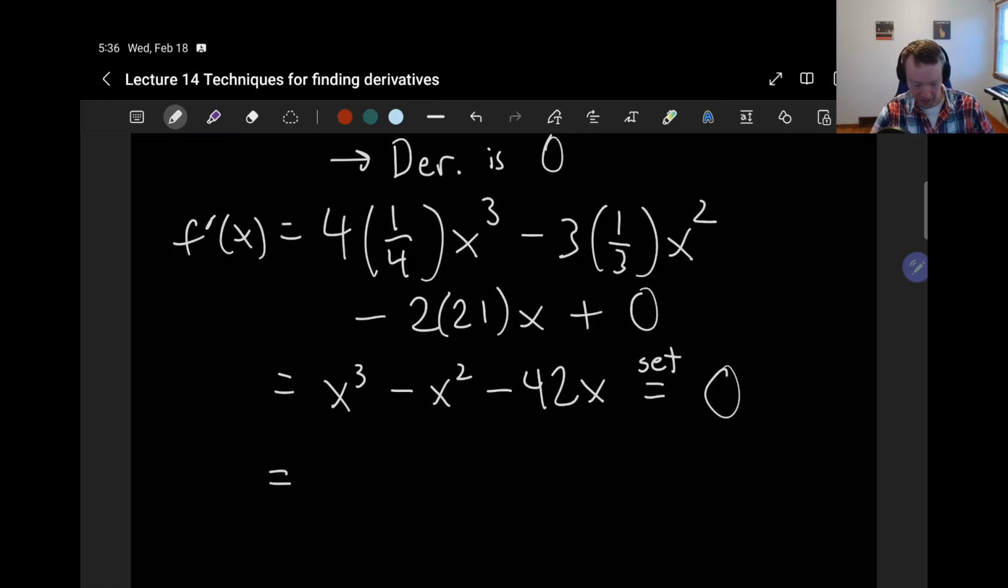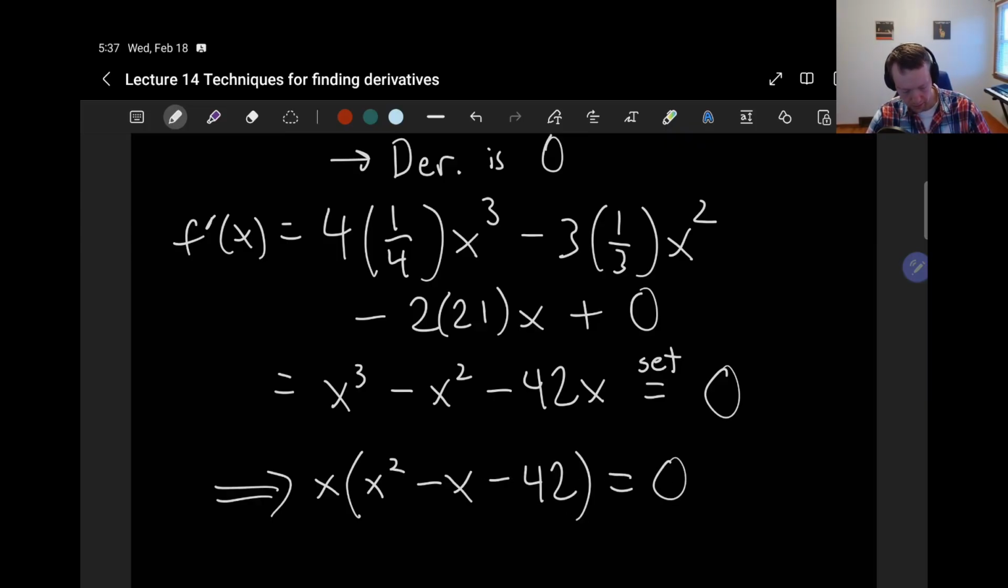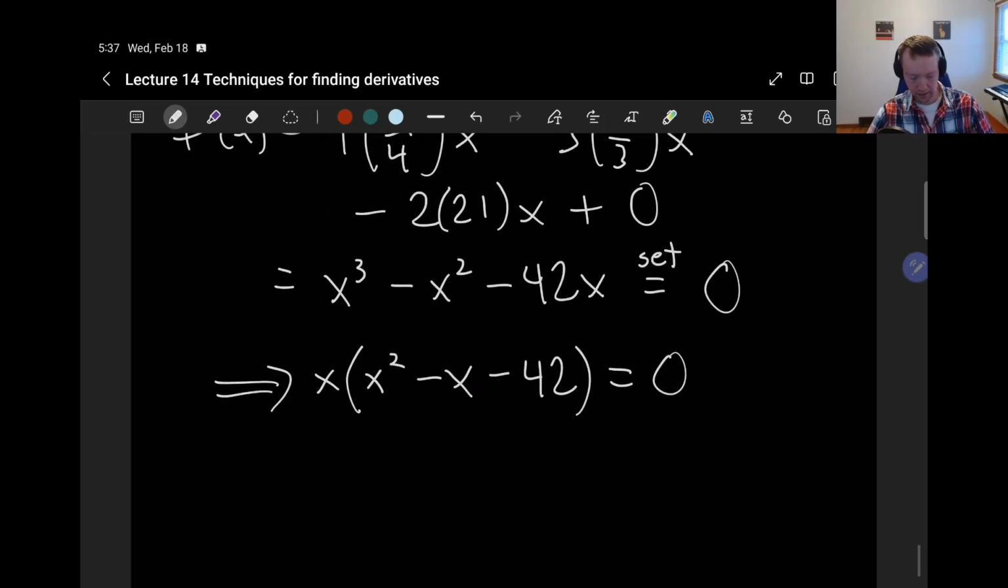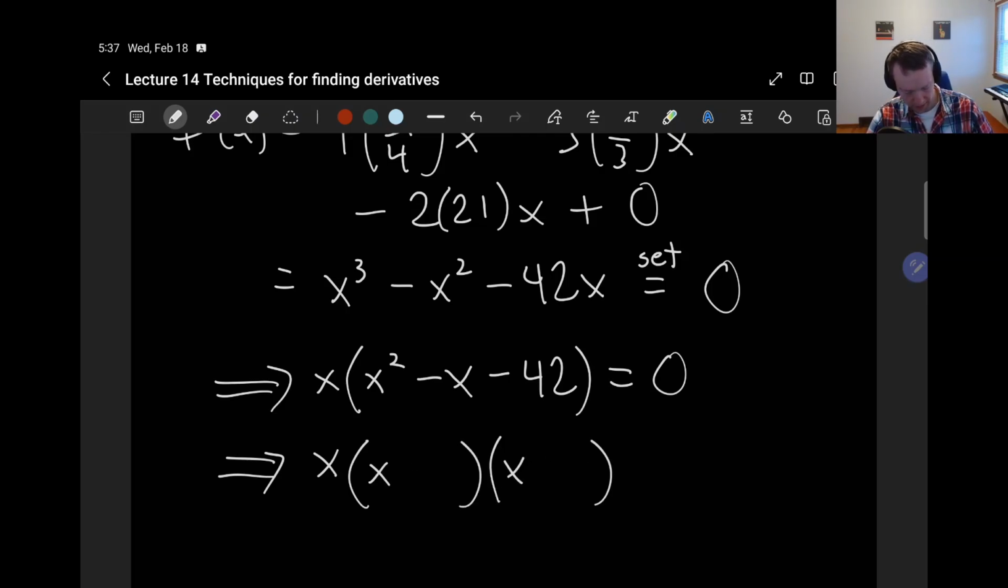I set this one up so that we have an x in every term. I think I want to use arrows. So we factor an x out of every term. And now this becomes doable. Now this might seem like a difficult one to factor, but it is doable without the quadratic formula, once you recognize that 6 times 7 is 42, and 6 and 7 are 1 apart. That's how we can get this guy.